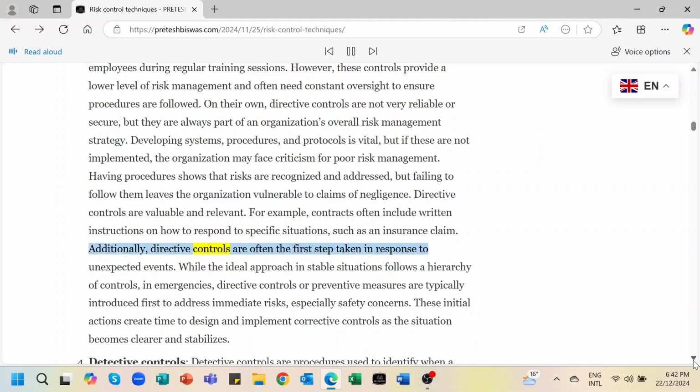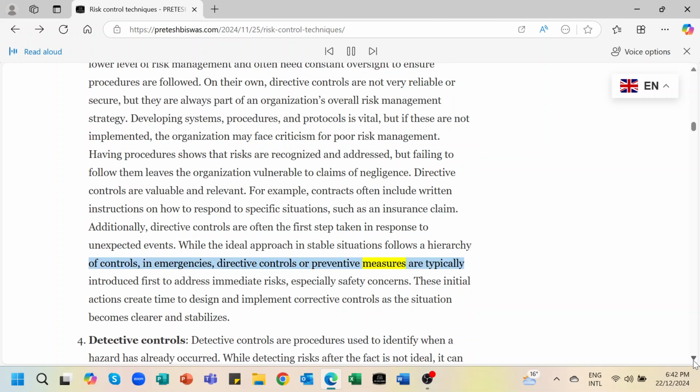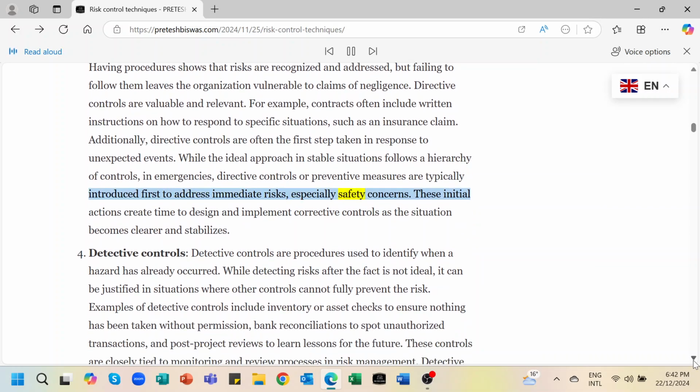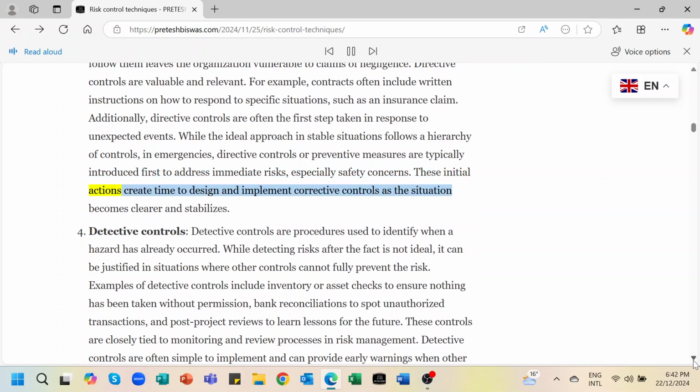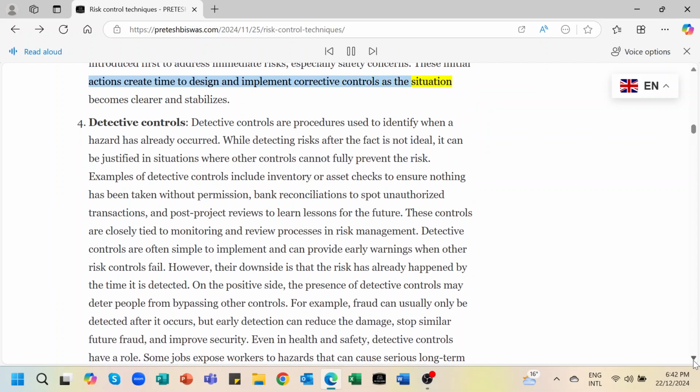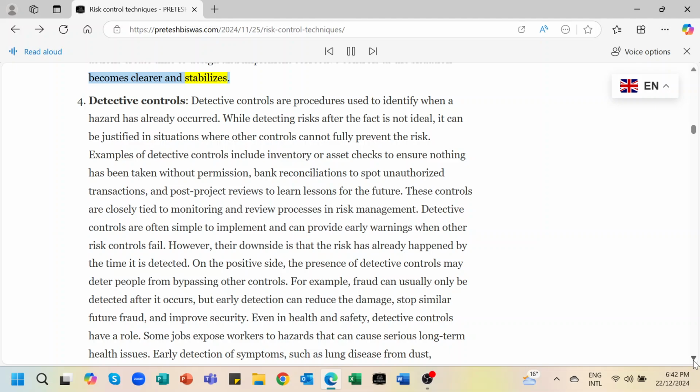Additionally, directive controls are often the first step taken in response to unexpected events. While the ideal approach in stable situations follows a hierarchy of controls, in emergencies, directive controls or preventive measures are typically introduced first to address immediate risks, especially safety concerns. These initial actions create time to design and implement corrective controls as the situation becomes clearer and stabilizes.